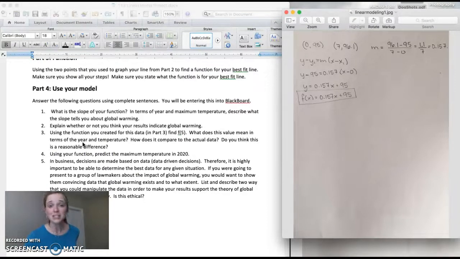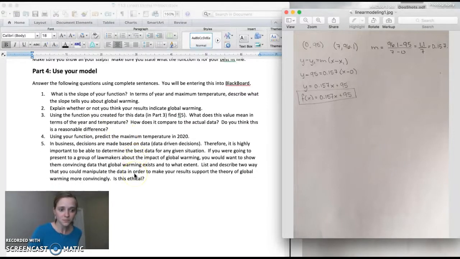Now, yours might be different if you started with a different year. Maybe you started with 2008. Maybe you started with 2006. If so, then yours is going to be a little bit different, and that's okay. And most likely your numbers will be different. In fact, they should be. If they're exactly the same, you will not get credit. It has to be something that you did, not me.